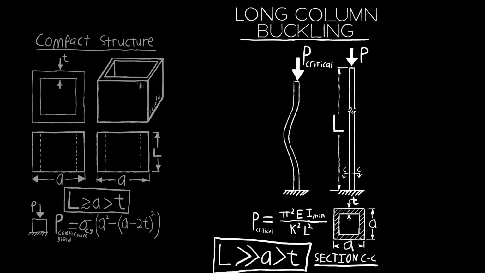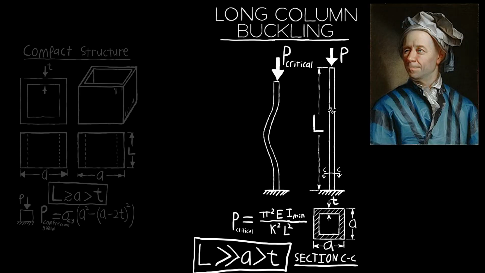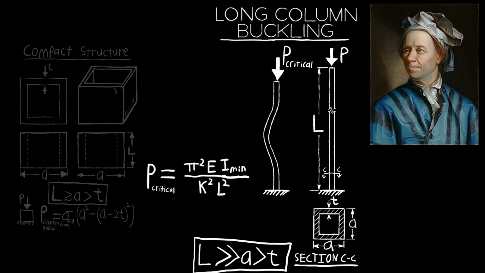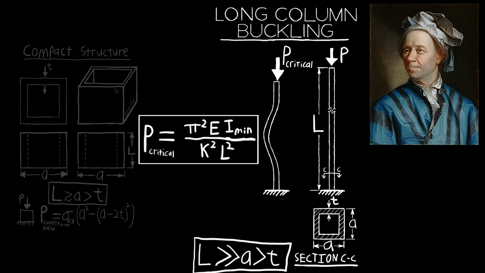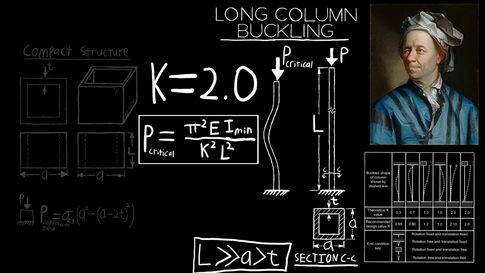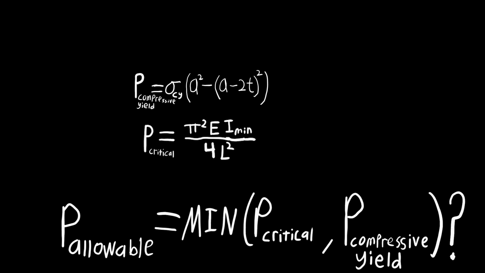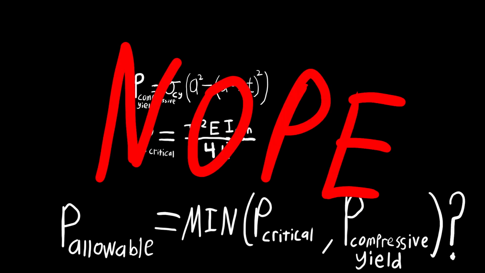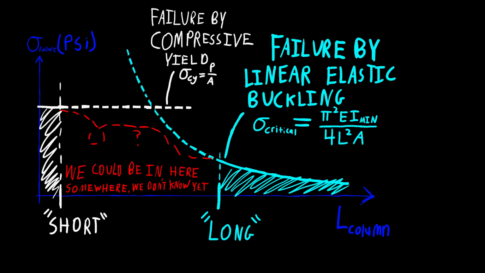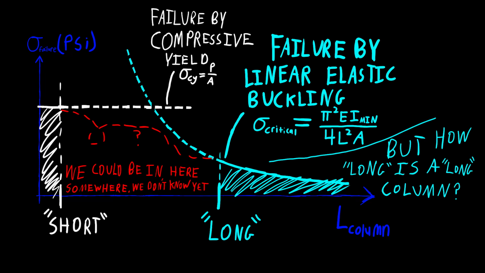For super long columns, we know that our boy Leonard Euler here proved that the buckling load is basically this equation. So if we're under that load with K cranked as high as it will realistically go, then we're fine, right? No, you're not. This theory is only ever remotely sound for long columns, but how long is a long column?